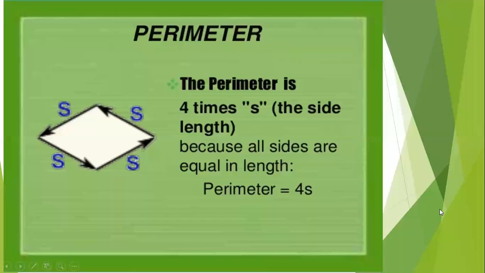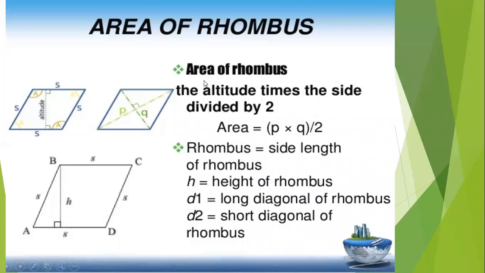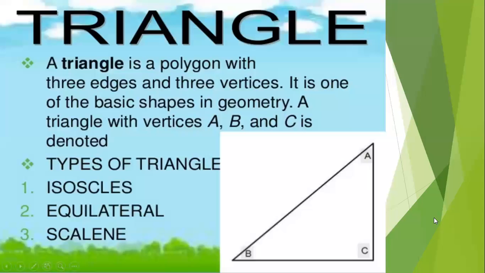If you look at then the area of a rhombus, for A, we use this formula: P multiplied by Q divided by 2. That is, if we know the length of the diagonals, we can use that to find the area of the rhombus. If we know the length of the diagonals, we just apply that formula there.